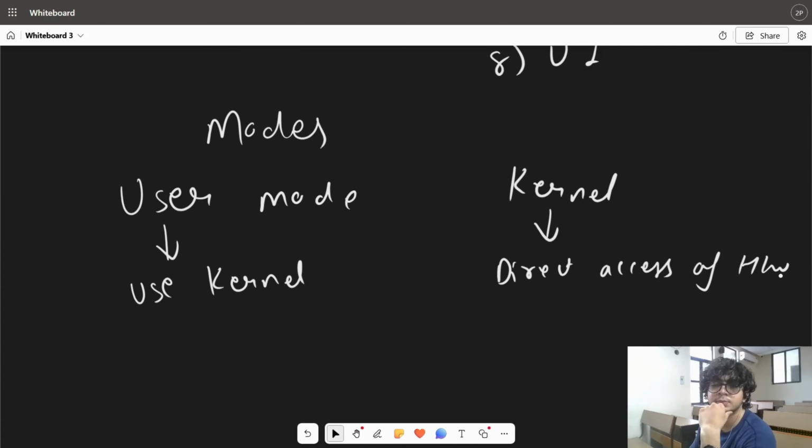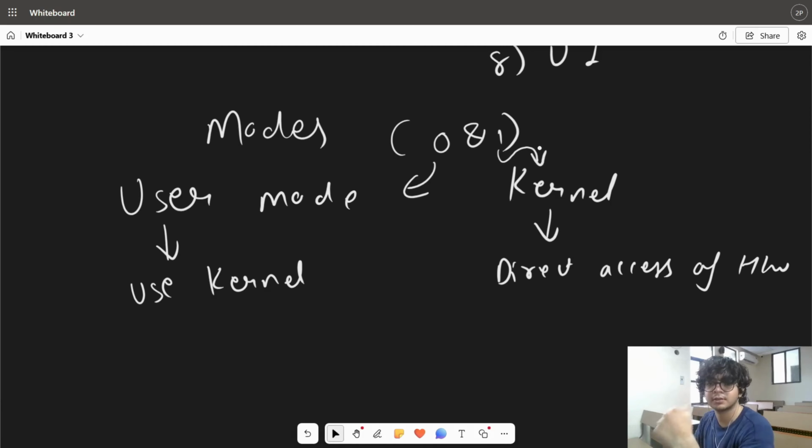So I hope all these modes are clear, and there are only two modes, and there is a concept of mode bit, 0 and 1. So zero mode bit would be assigned when there is a user mode, and one mode bit would be assigned when there is a kernel mode. So that was about user mode and kernel mode.